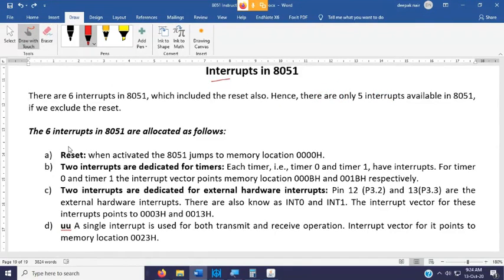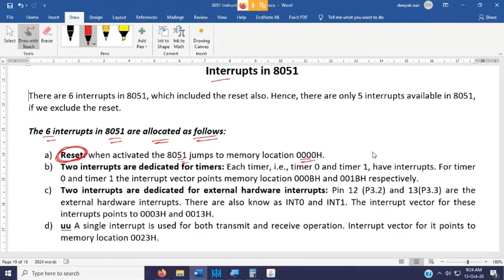There are basically 6 interrupts in 8085. Out of these 6, there are actually only 5 interrupts, but we call them 6. One of the interrupts is reset. Reset is not considered a pure interrupt in itself, it is a kind of interrupt. When you press this button or reset the microcontroller, the microcontroller jumps to the location 000 H.